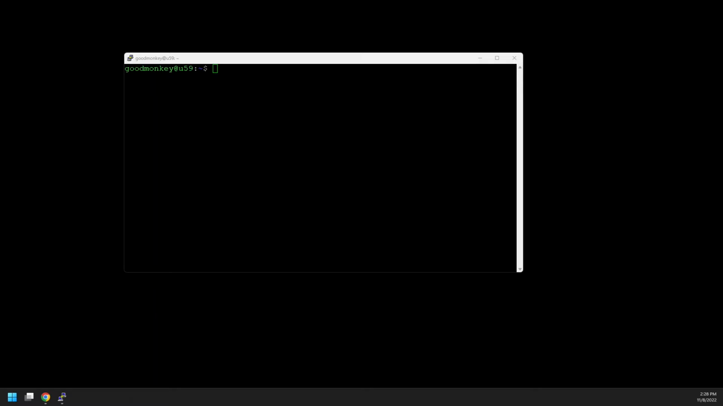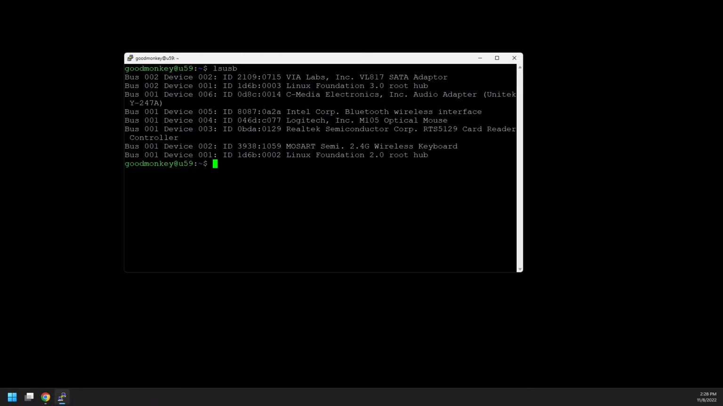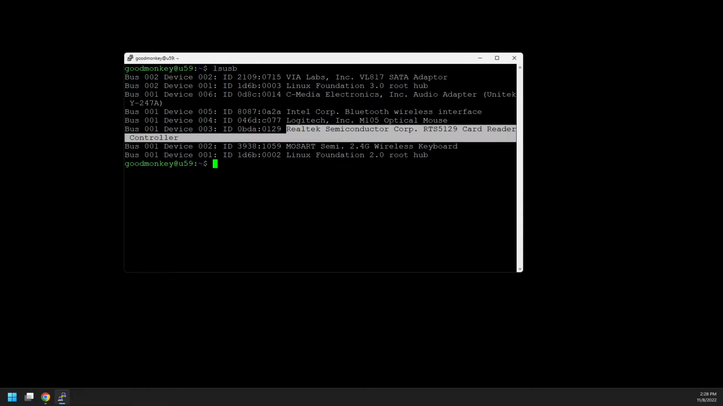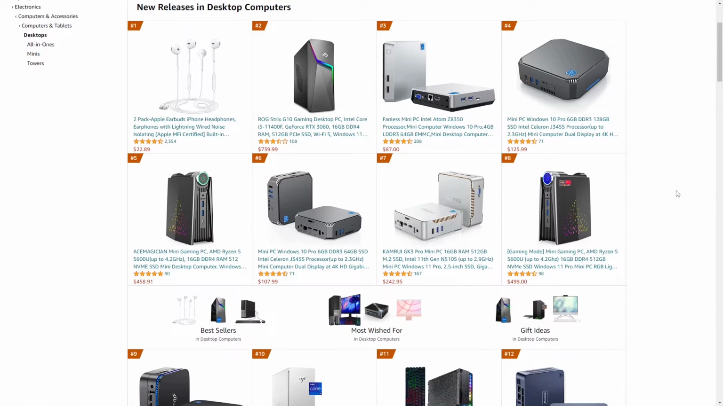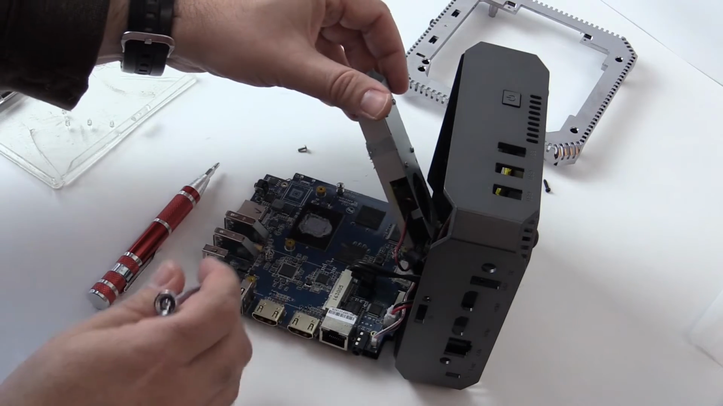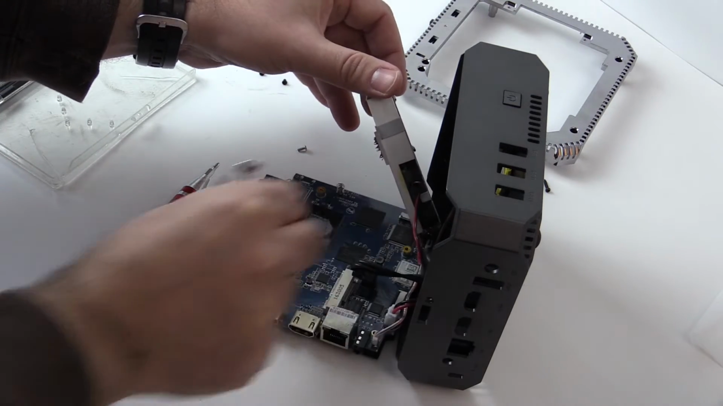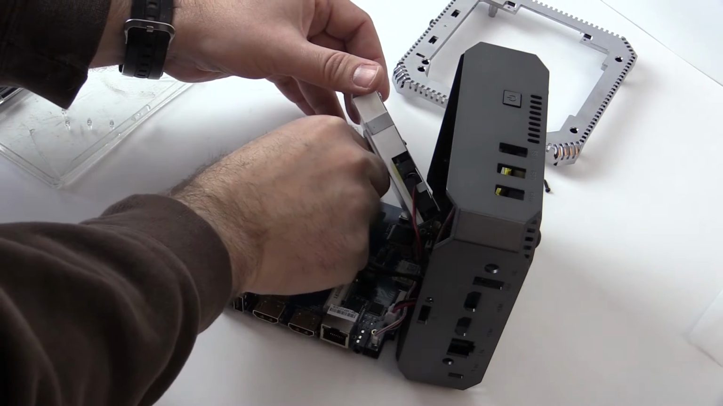Now on to what I figured out since that video. In the last video, I mentioned in Linux, LSUSB had shown a chip for a microSD card reader, but I didn't see it on the board. Looking again at mini computers on Amazon, I noticed the only outward difference between two similar machines was the card reader. So I went back to my video, and what do I see? I was looking in the wrong place.